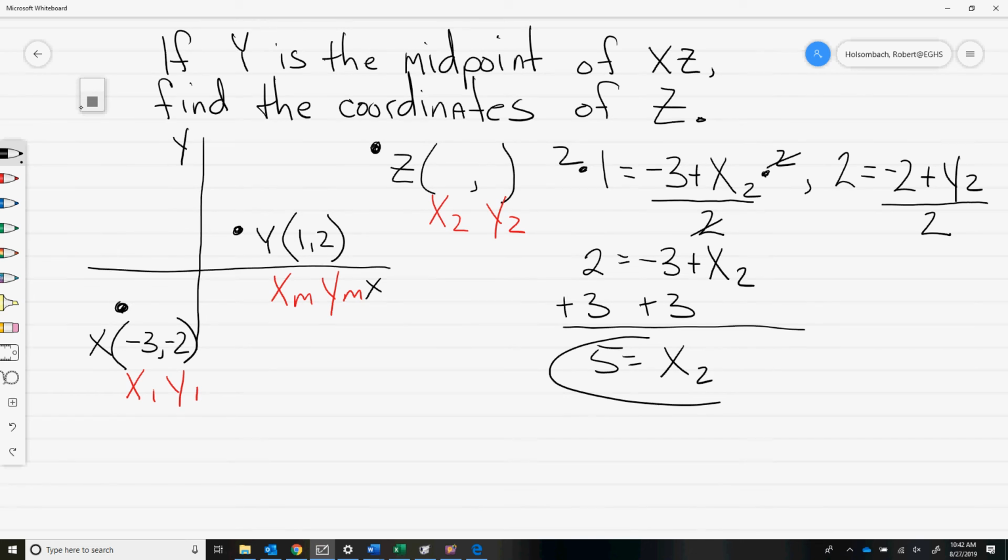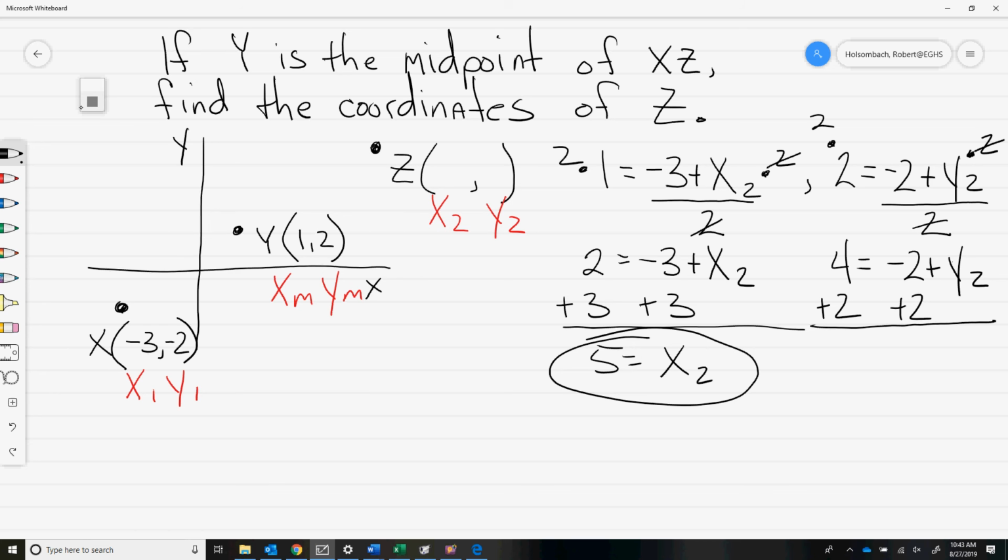For your y, multiply both sides by 2. The 2's will cancel. So 4 is going to be equal to negative 2 plus y sub 2. And then add 2 to each side. And 6 equals your y sub 2. So your coordinates at the other endpoint, or your coordinates at point Z are 5, 6. Make sense? Any questions?